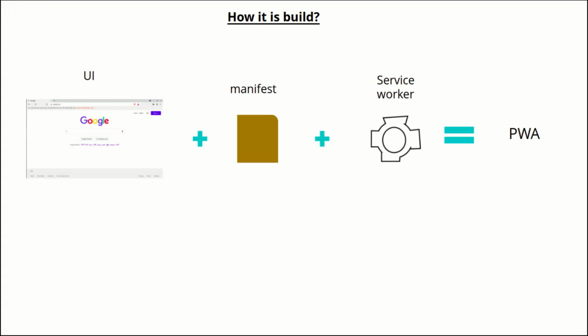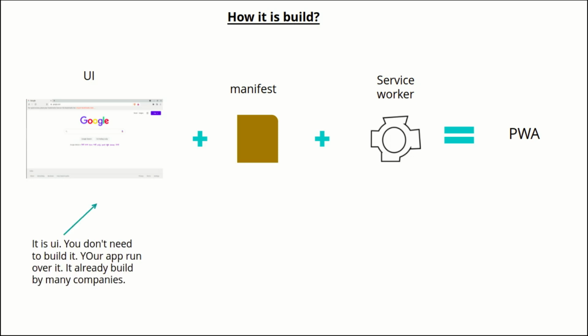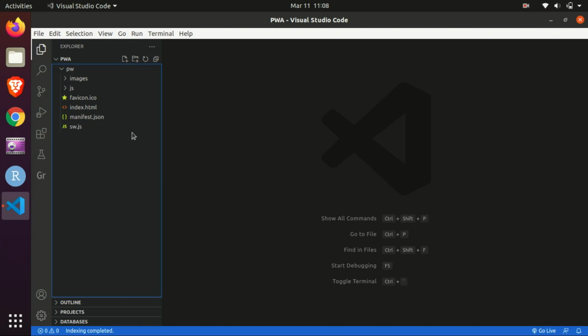Now let's see how you can build a PWA app. To make a PWA app you need three things: the UI, meaning user interface, a manifest file, and a service worker. UI means all the things you are seeing; it is a basic web page made with HTML, CSS, and JavaScript. I will show you the manifest file and the service worker in a few minutes. This is a very simple example of a PWA app.